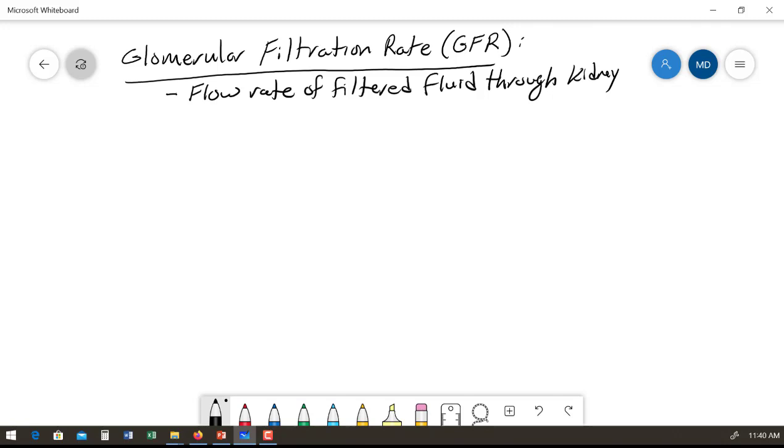Now, you might ask yourself, why is this important? The flow rate of fluid through the kidney can be used to describe kidney function. And with that, you can determine if someone has kidney disease.